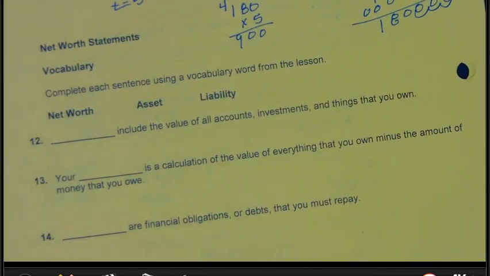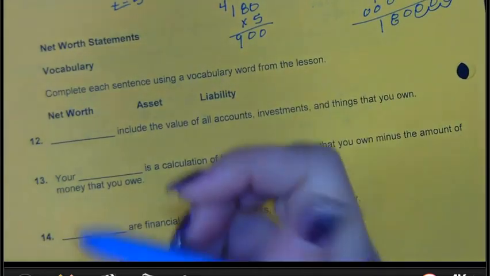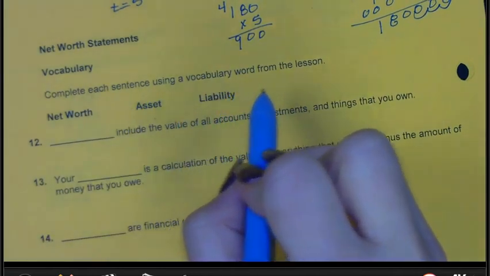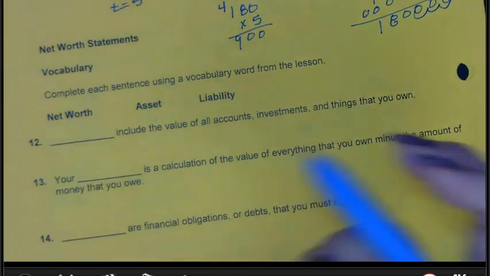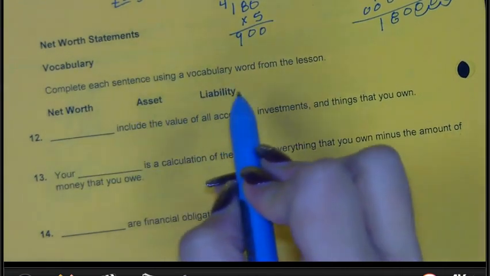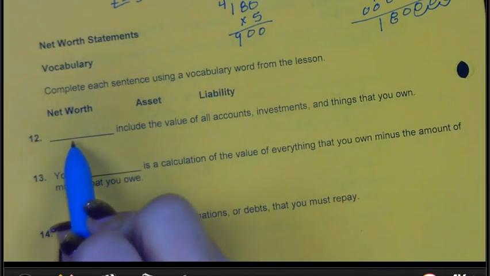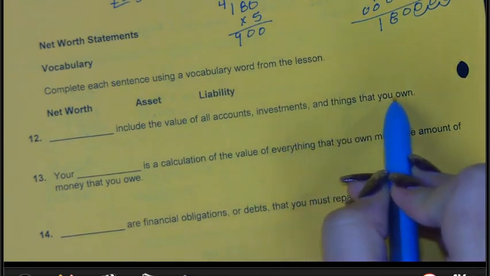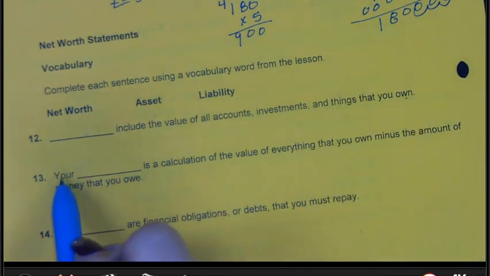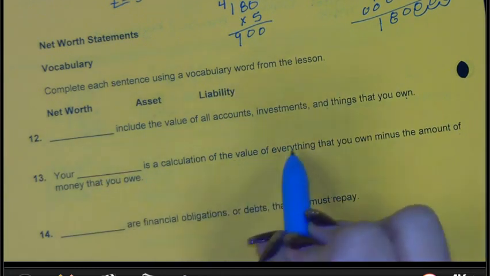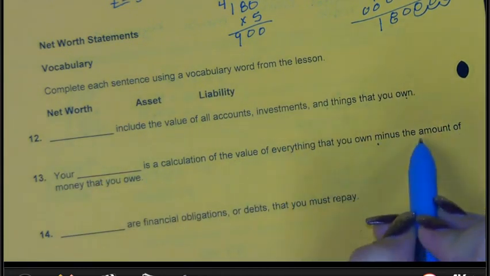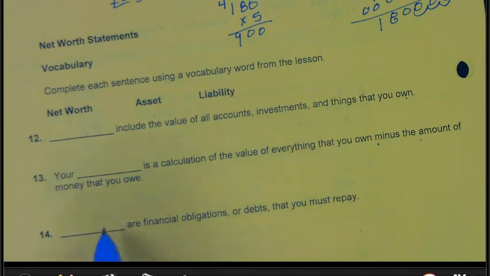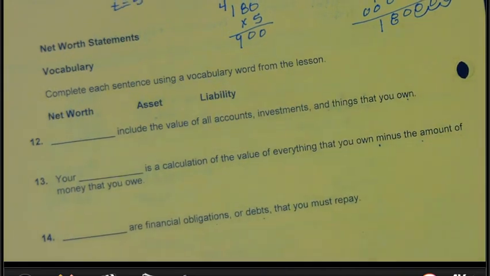All right, let's take a look down at net worth statements. So, vocabulary: complete each sentence using a vocabulary word from your lessons. I have net worth, asset, and liability. This includes the value of all accounts, investments, and things that you own. Number 12, your blank is a calculation of the value of everything that you own minus the amount of money that you owe. And this is a financial obligation or debts that you must repay.